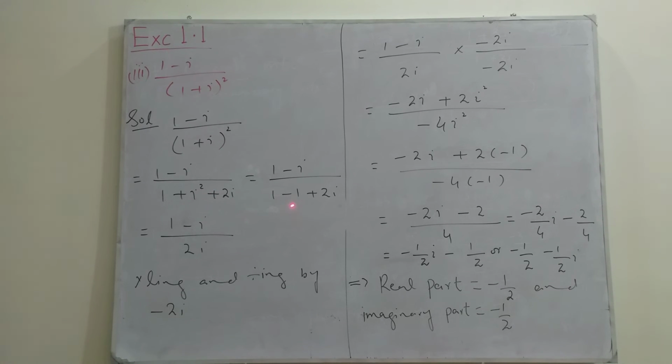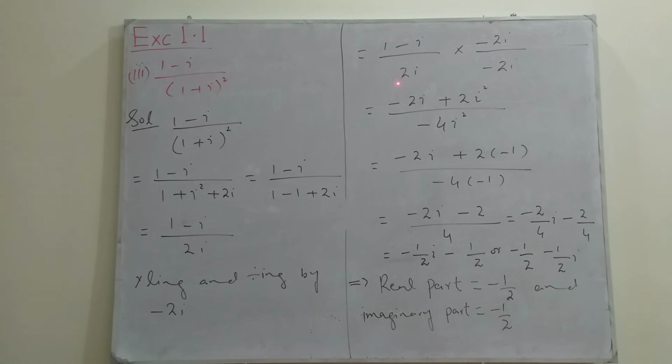Putting the value of i² equals −1, we have plus and minus cancel out. In the denominator we have 2i. Now to solve it, multiplying and dividing by the conjugate of 2i, that is −2i. So we have 1 − i into −2i, and 2i into −2i. 1 into −2i gives −2i, and −i into −2i gives plus 2i².